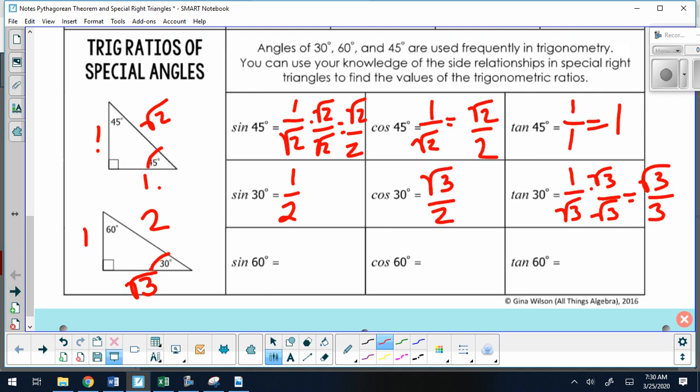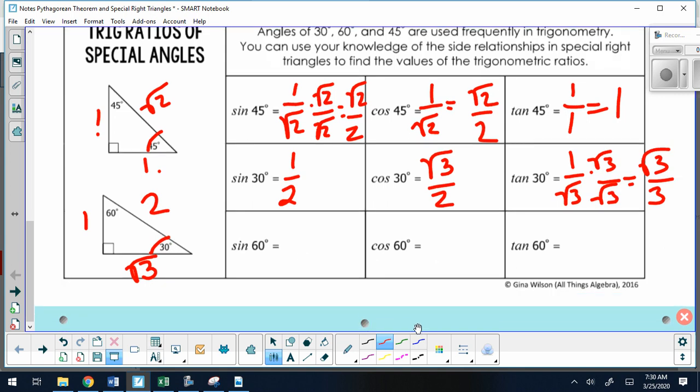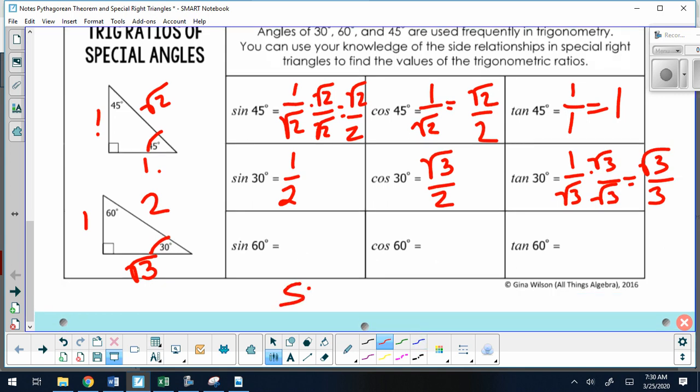And again, I probably should be more emphatic about where I'm getting these from, so let me just review. Sine is opposite over hypotenuse, so the 1/2. Cosine is adjacent over hypotenuse, square root 3 over 2. Tangent is opposite over adjacent.